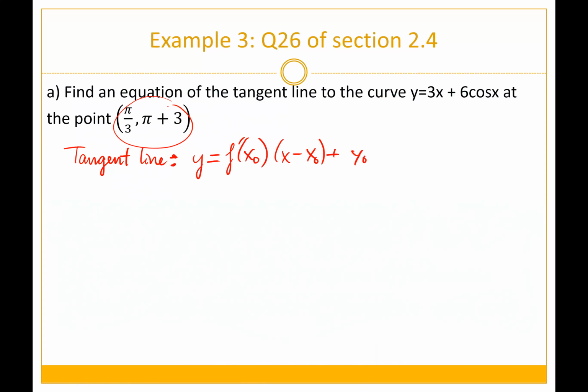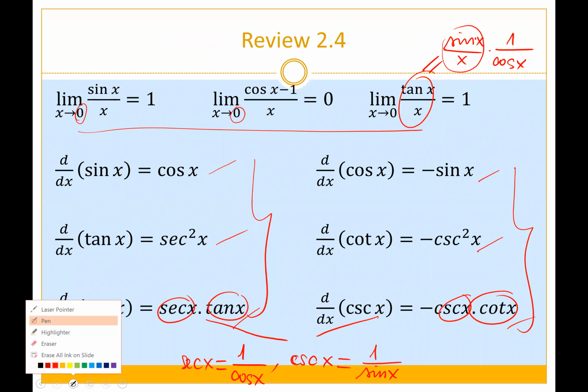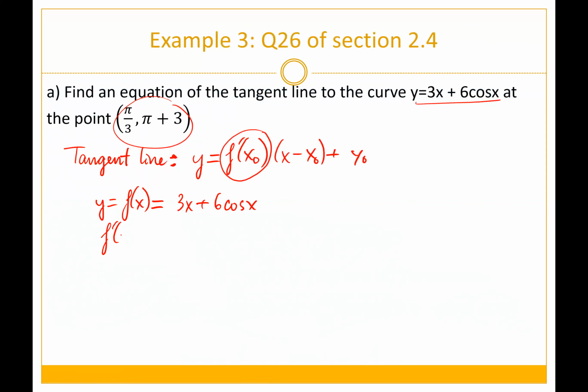So the only thing that we're missing is f prime of x0. And so this is the function: y equals f of x equals 3x plus 6 cosine x. What we do is find the derivative of this function. So we have f prime of x.